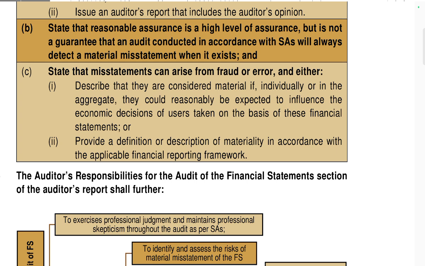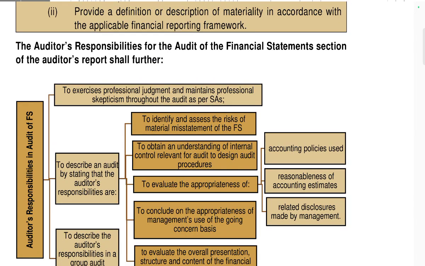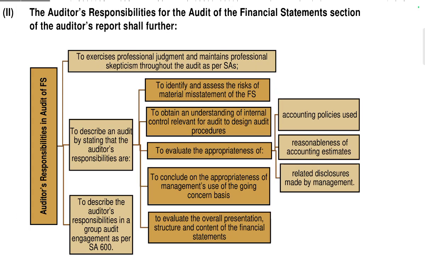Provide the definition and description of materiality in accordance with the applicable financial reporting framework. Then comes the Auditor's Responsibilities for the Audit of the Financial Statements section of the auditor's report. The auditor's responsibility in auditing financial statements is to express a professional judgment and maintain professional skepticism throughout the audit, which is at the center of auditing.